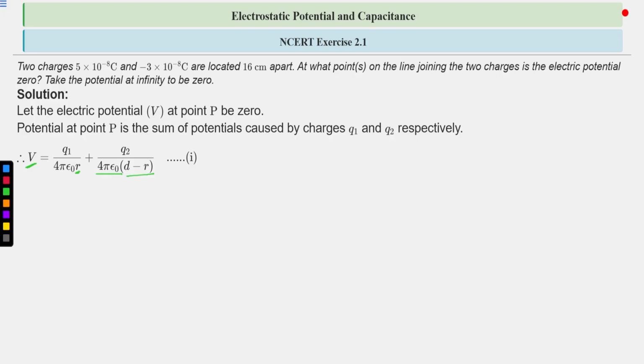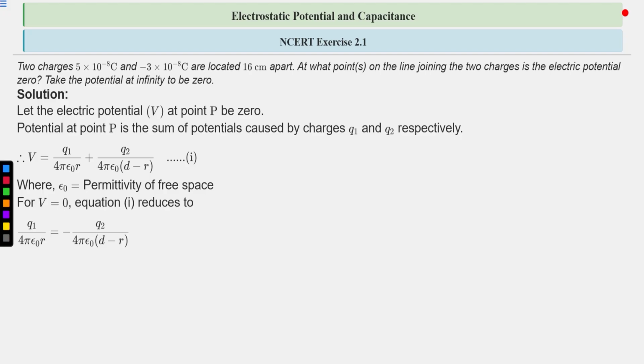Now we want to find the P point where potential due to both charges is 0. So put V equal to 0, where epsilon naught is the permittivity of free space. For V equal to 0, which is required in the question, equation 1 reduces to Q1 by 4 pi epsilon naught R equal to minus Q2 upon 4 pi epsilon naught (D minus R). So after solving, Q1 by R equals minus Q2 by (D minus R), as the second equation.